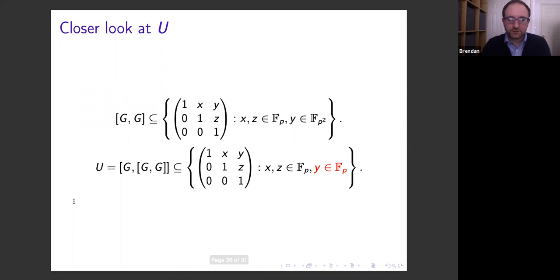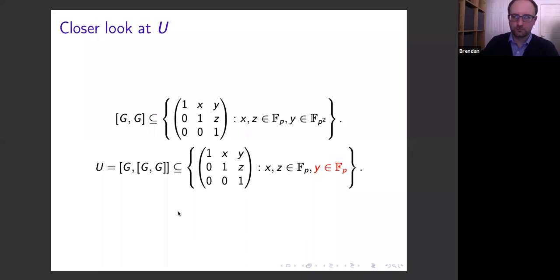Okay, so we'll take a closer look. If we take the commutator subgroup, we just kill off everything on the main diagonal. When we pass to the last term of the lower central series, we actually change what happens in this upper right-hand corner.